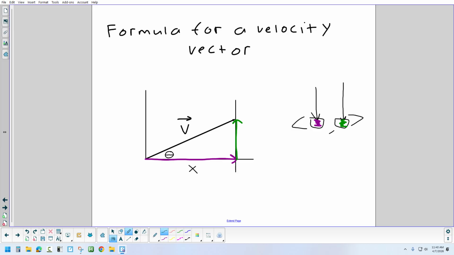Let's call this X, and we'll call that side Y. Let's start with figuring out the purple. What's going to go in this box? We're going to use this, and that. What trig function would involve the three things that I have circled?